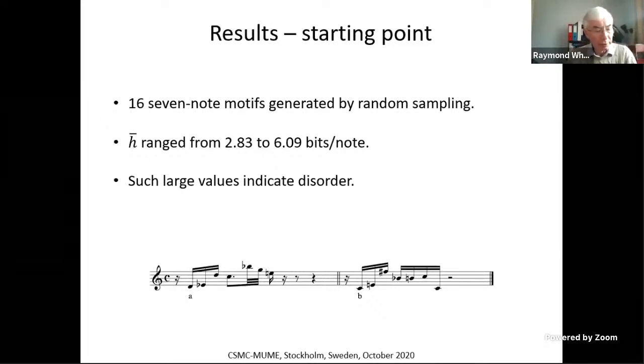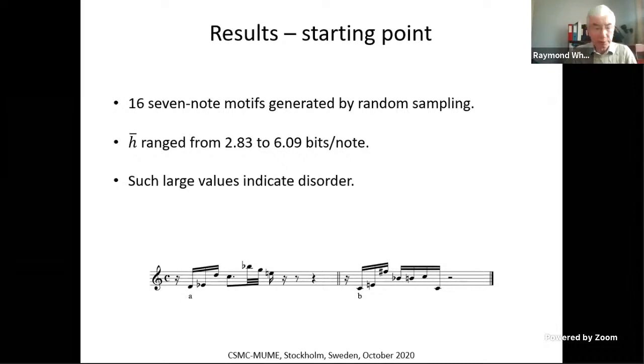As a starting point, 16 7-note motifs were generated using random sampling, that is, with a probability threshold of 0. We forced them to begin on the second semiquaver of the bar, assuming C major and common time, for direct comparison with the 7-note subject of invention 1. They were all different, with mean information content ranging from 2.83 to 6.09 bits per note.